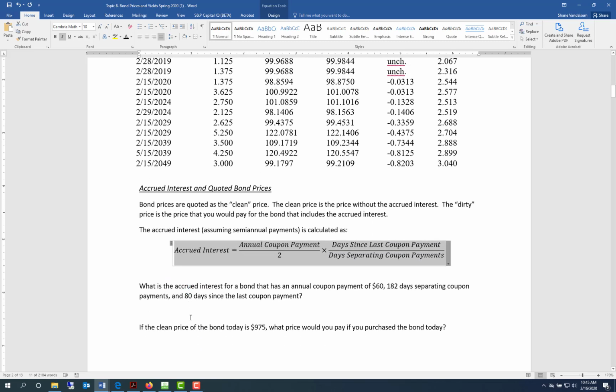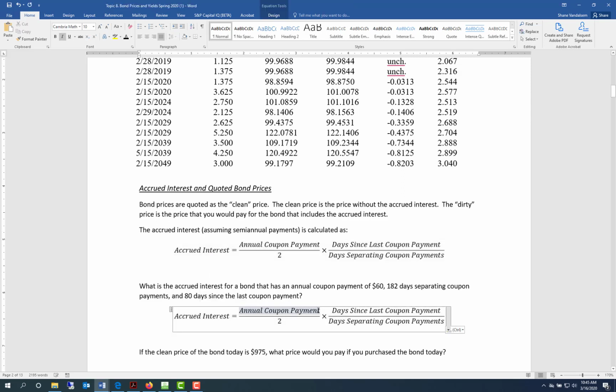What is the accrued interest for a bond that has an annual coupon payment of $60, 182 days separating the coupon payments, and 80 days since the last coupon payment? So to calculate this, I'm going to take my annual coupon payment, $60. The days since the last coupon payment was 80 days. And there's 182 days, so that's, multiply that by 2, you get 364.